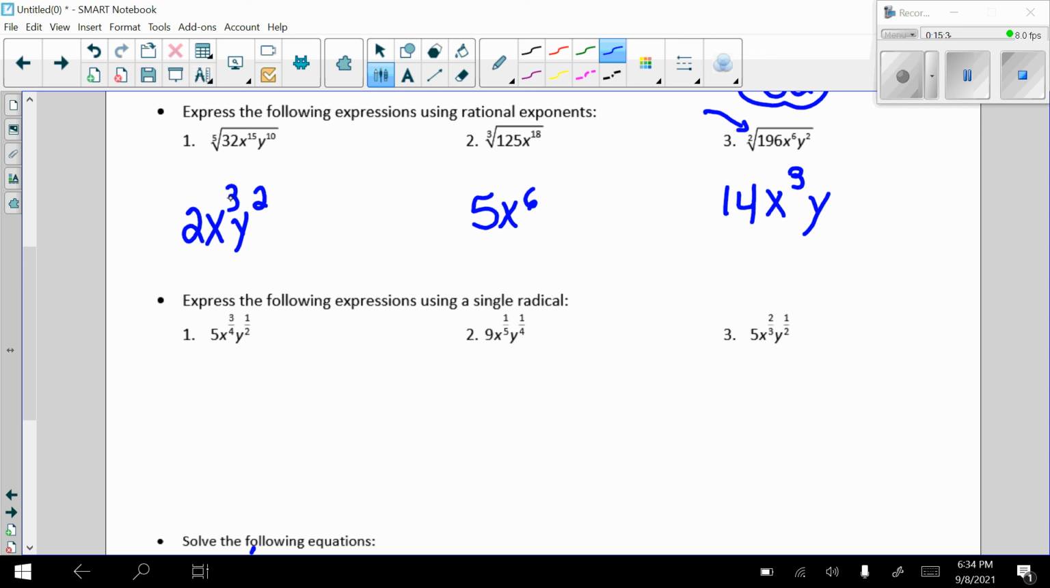And then these are just like the problems we just did. 5 goes into 15 3 times. 5 goes into 10 twice. Cubed root of 125 is 5. 3 goes into 18 6 times. And this was just a square root right here. Okay.